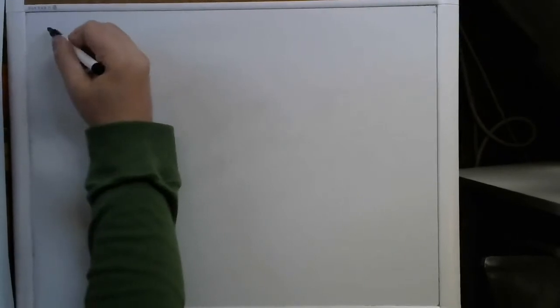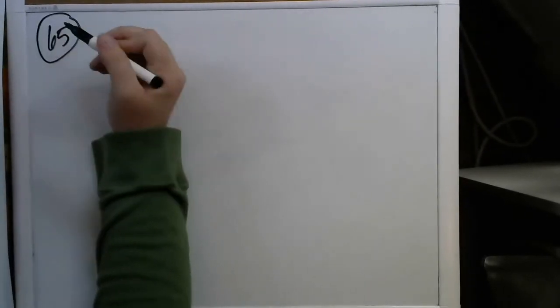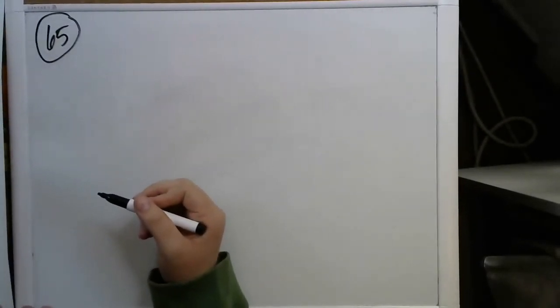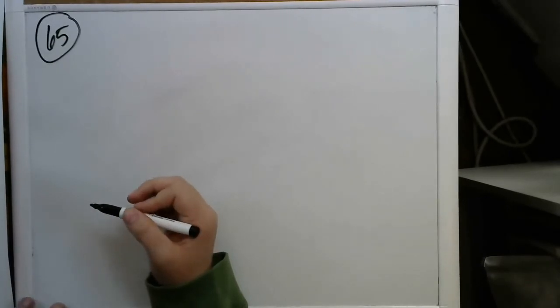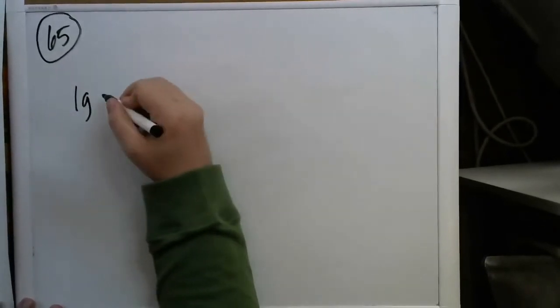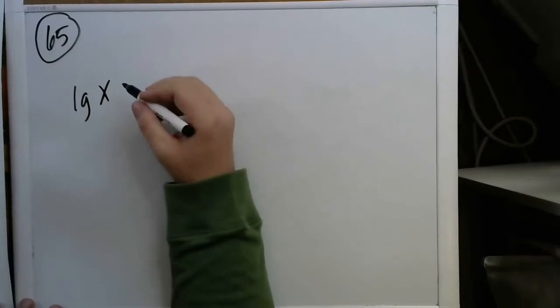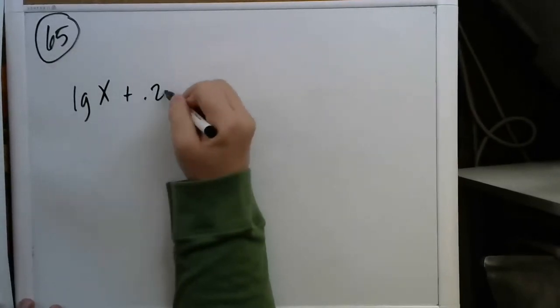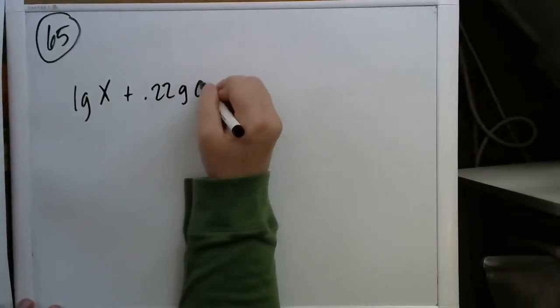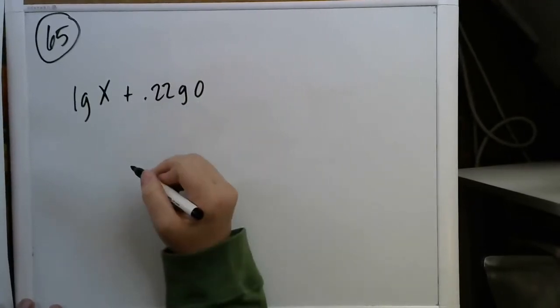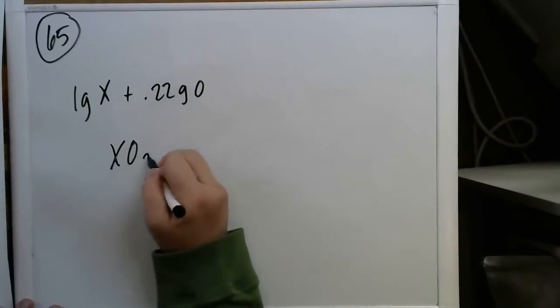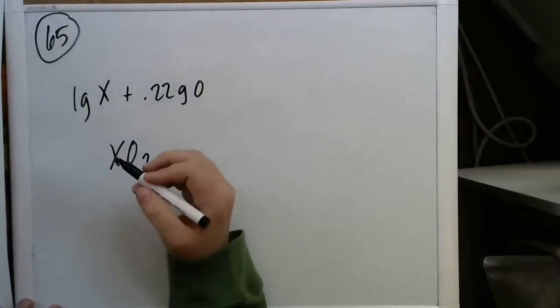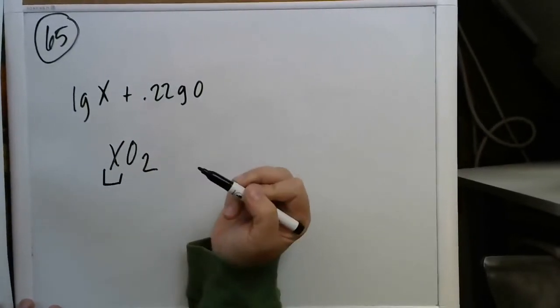So you're doing number 65 now. So we have a 1 gram sample of metal X combined with 0.22 grams of oxygen. And we know that overall the formula of the compound is XO2. Okay, and it wants to know what the atomic weight of just X is.